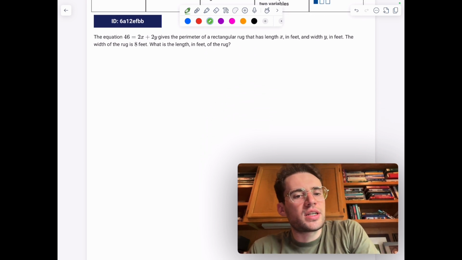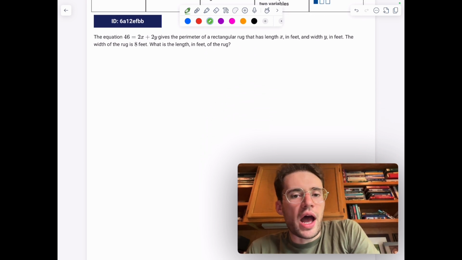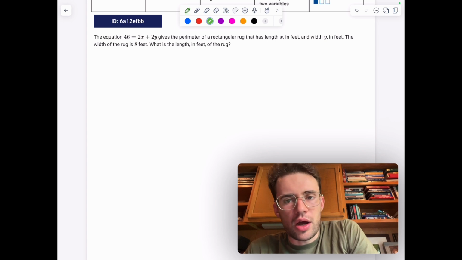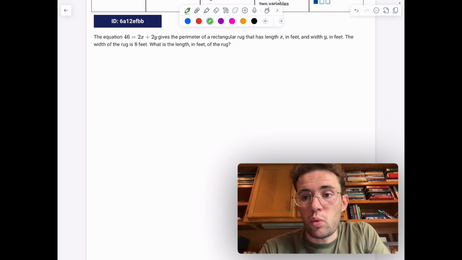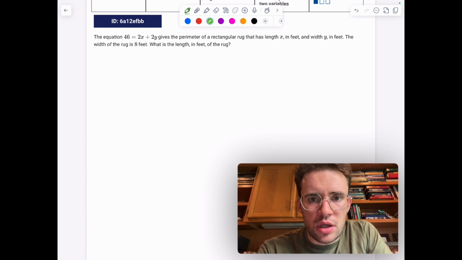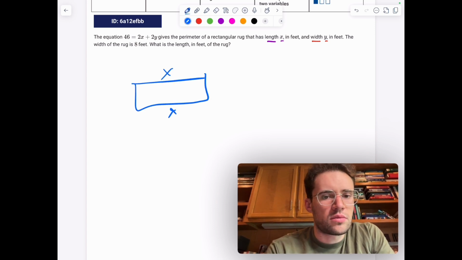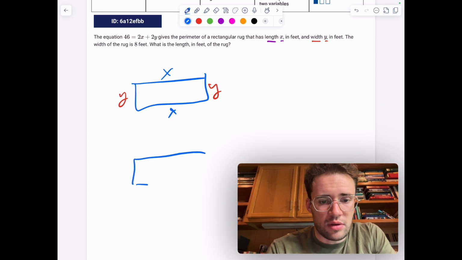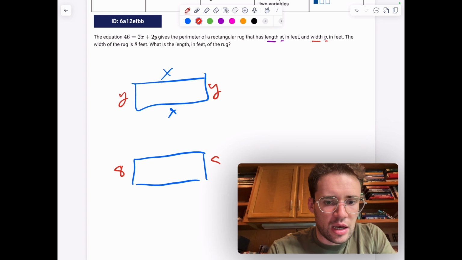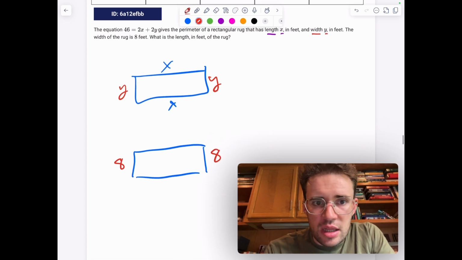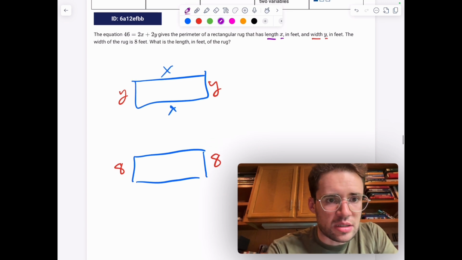The equation 46 equals 2x plus 2y gives the perimeter of a rectangular rug that has length x in feet and width y in feet. So again, I'm just going to do length is x and width is y. The width of the rug is 8 feet. What is the length? If you have a rectangle, you would have 2 lengths and 2 widths. So if you want, you could even do it as this diagram. They gave us the width. So the width is 8. So 8 and 8. And what they say, the perimeter is 46, because it's to add up to that.